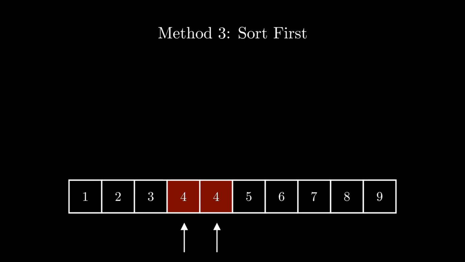Just like the last two solutions, our function is called hasDuplicates and takes in an array called nums. The first thing we do is sort the array in place. By in place, I mean we don't take up any extra space to sort the array.